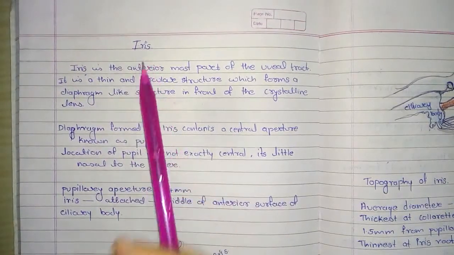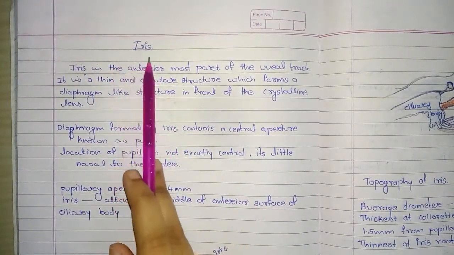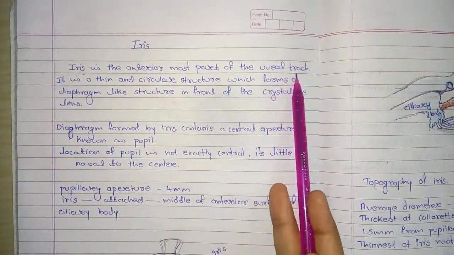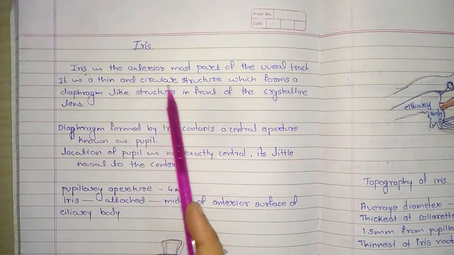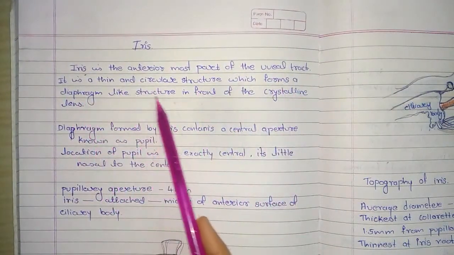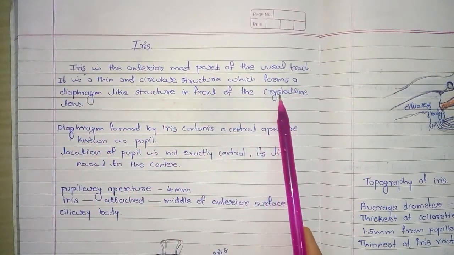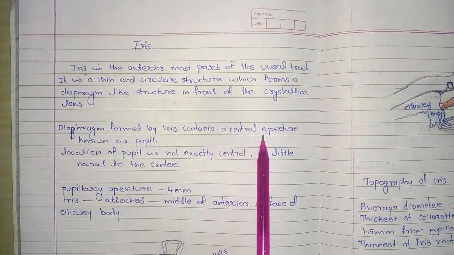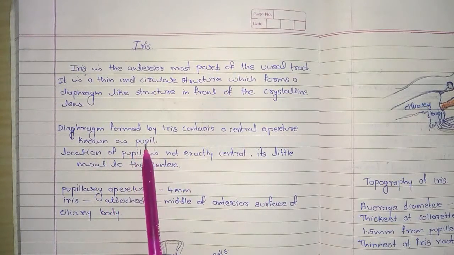Hello guys, today we are going to learn about the anatomy of iris. So iris is the anteriormost part of the uveal tract. It is a thin and circular structure which is formed by the diaphragm-like structure in front of the crystalline lens. The diaphragm formed by the iris contains the central aperture, which is known as pupil.